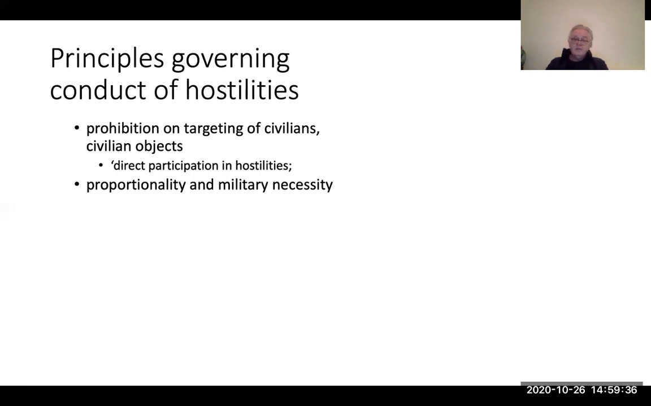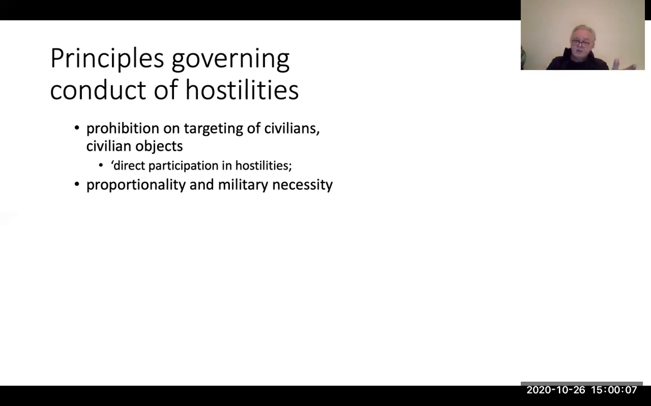And there's a classic distinction we make between the civilians and civilian objects and military objectives. It's prohibited to fire on civilians. It's prohibited to fire on civilian objectives unless they've lost that character or have some mixed character because they're being used for the purpose of the hostilities. But to the extent that they are not, they cannot be targeted.